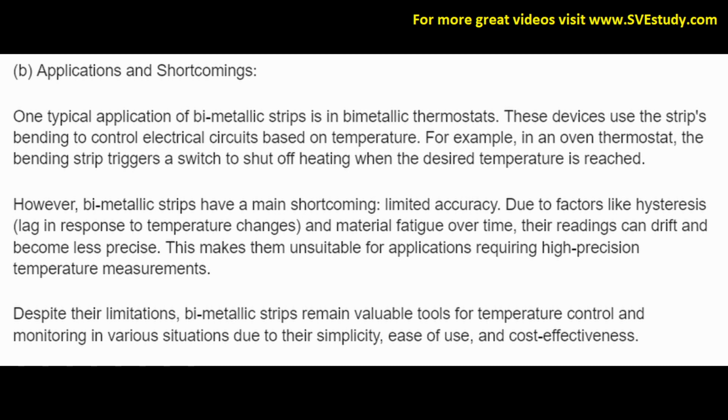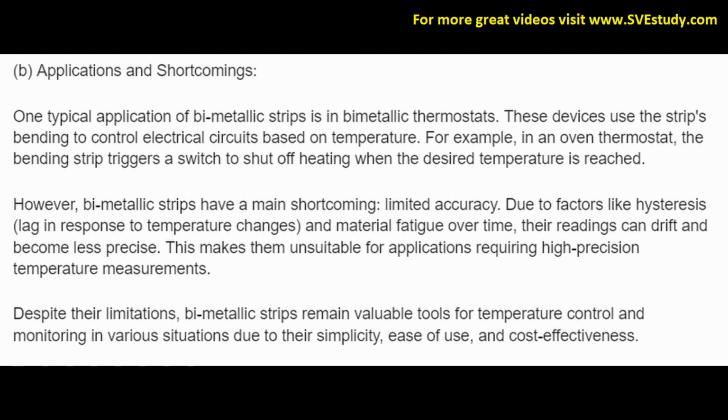B. Applications and shortcomings. One typical application of bimetallic strips is in bimetallic thermostats. These devices use the strip's bending to control electrical circuits based on temperature. For example, in an oven thermostat, the bending strip triggers a switch to shut off heating when the desired temperature is reached.